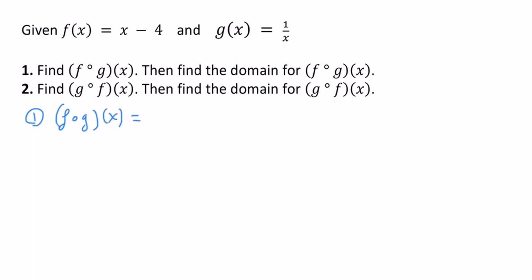So here f is the outside function, g is the inside function. So we have f of g of x. Start with the inside function, g of x. G of x here is 1 over x. So this is f of 1 over x. This means that wherever we see the x in the f function, we put in 1 over x. So we have 1 over x minus 4.